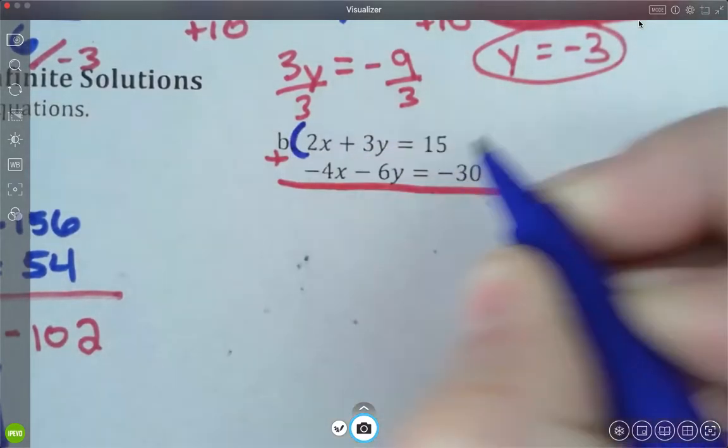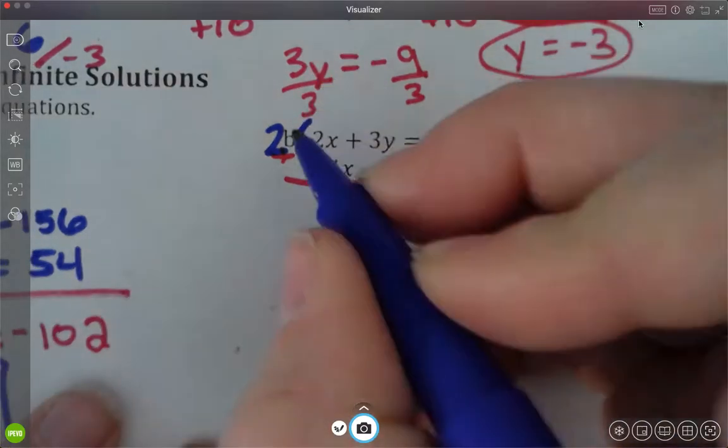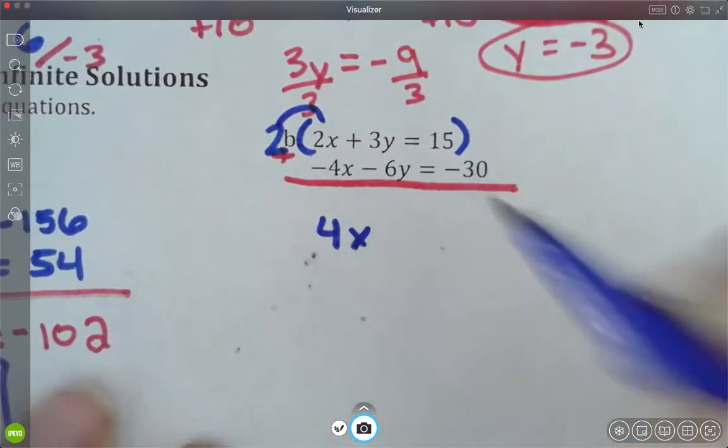Okay, so let's try it. Negative 2? No. That would make it negative 4x, and then the other one's a negative 4x. So those won't cancel. No. One's got to be negative, one's got to be positive. Okay, so let's do positive 2. So 2 times 2x, 4x.